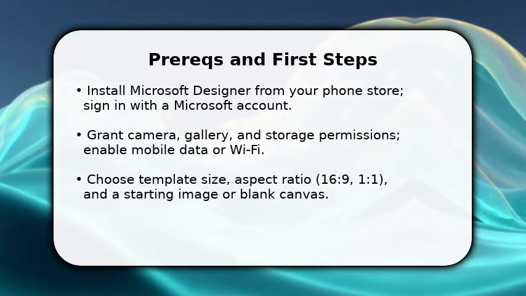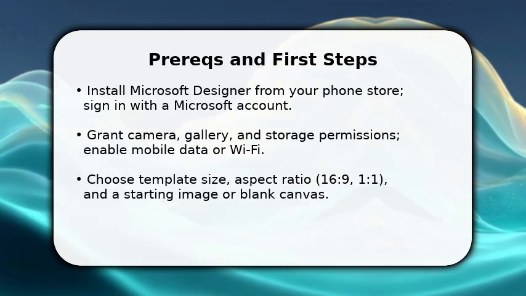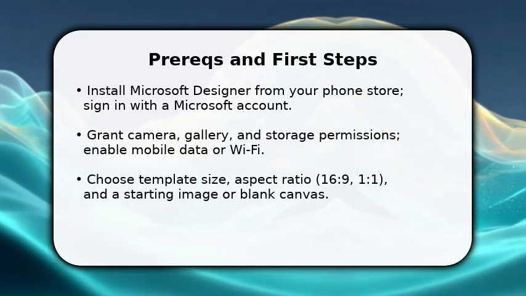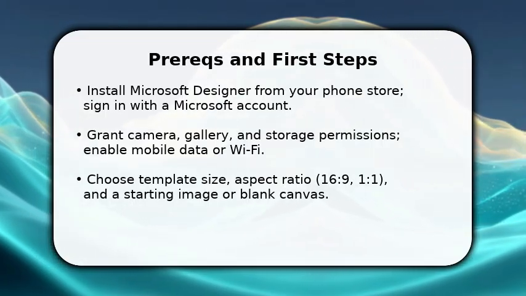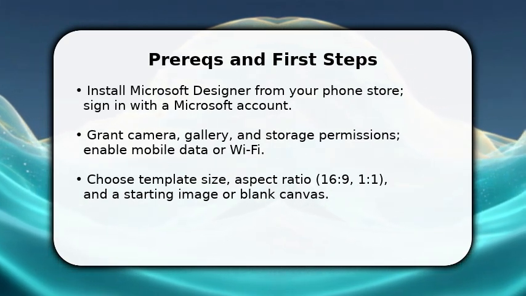Next, choose your canvas size and a template or blank project. Pick the aspect ratio like 16:9 for landscape or 1:1 for socials. Once done, import a photo or tap Create to begin editing. You'll move into detailed execution.